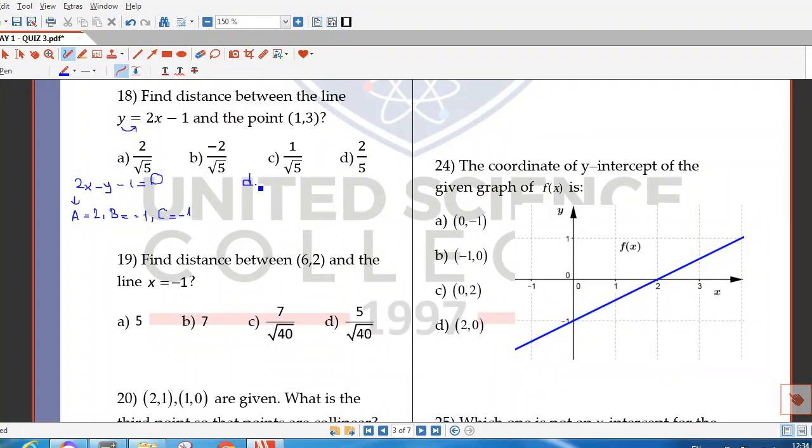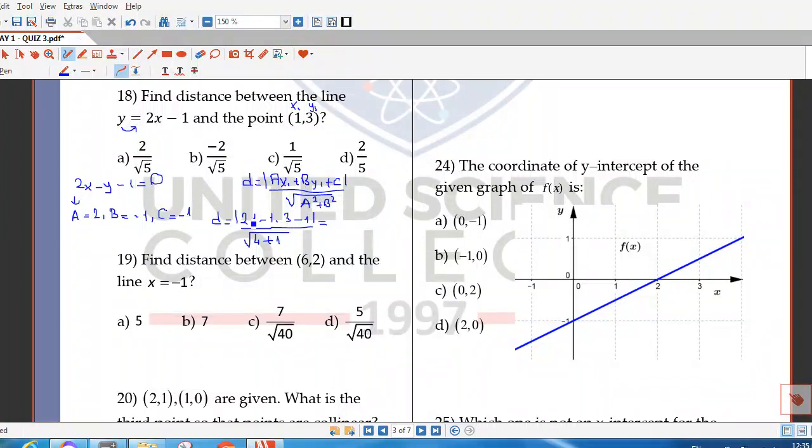The rule itself is the absolute value of a times x1 plus b times y1 plus c, over the square root of a squared plus b squared. And x1 and y1 are the coordinates of the given point. If we write everything in its place: a times the x coordinate of the point, b times the y coordinate of the point, the constant, over the square root of a squared, which is 4, plus b squared, which is 1.